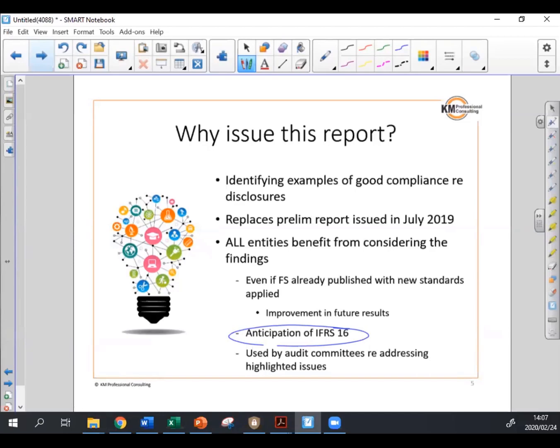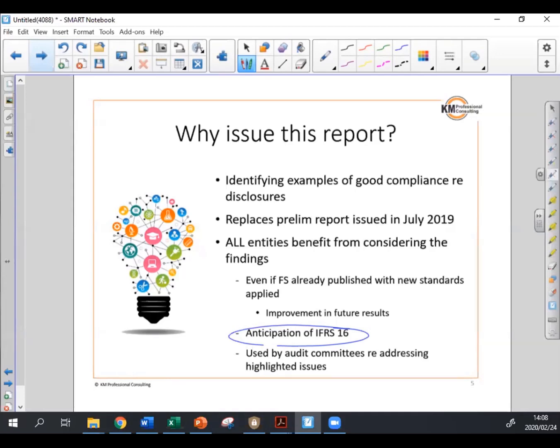So a Feb 2020 year end will be complying now with IFRS 16. Likewise, a December 2019 year end had to comply. And really what it's saying to us in giving us this report is don't make the same mistakes. So that's one thing to look at it with as a helpful tool.